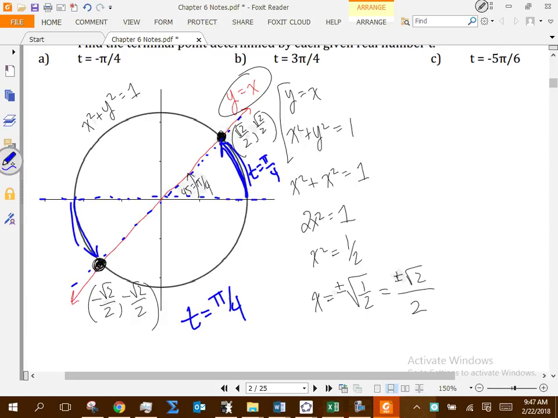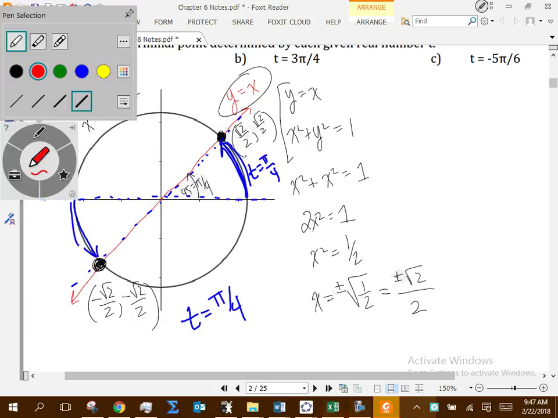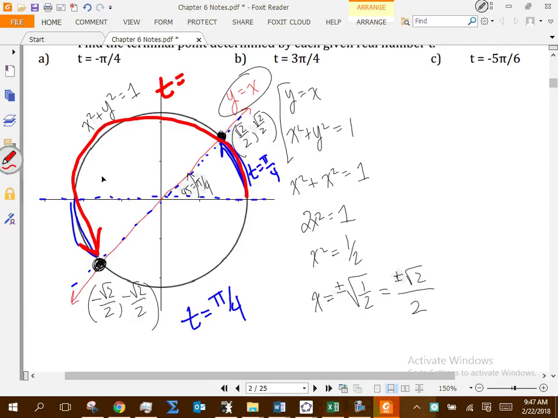So what if I asked you, what is that t value? The red t value would be what? That's pi, right? If I would have stopped right there, that would have been pi, which is the same as 4 pi over 4. And then Jared's saying another pi over 4, right? Okay, so 4 pi over 4 plus pi over 4 is 5 pi over 4. So if I say t is 5 pi over 4, what's the ordered pair that goes with t being 5 pi over 4? It's that one there.